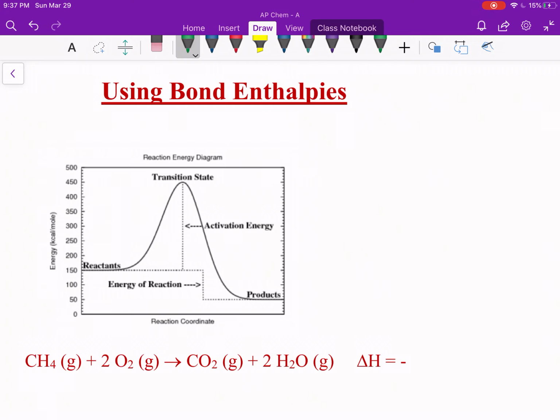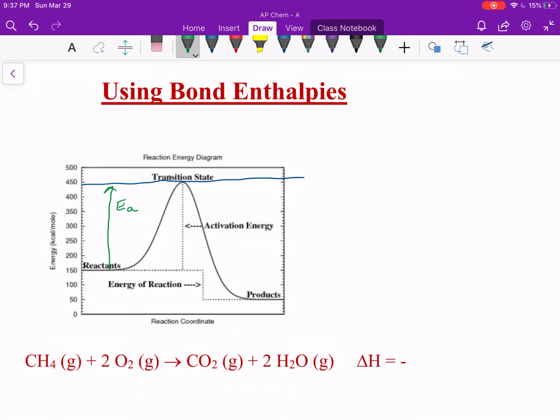Today we're going to look at the final way to calculate enthalpy changes for a chemical reaction using bond enthalpies, or bond energies. Okay, and so one thing that we have to do is remember our energy diagrams. Remember that when we look at an energy diagram, there is a peak, right? That's the transition state. And we know that we have some energy that we have to put in. We call that energy activation energy.